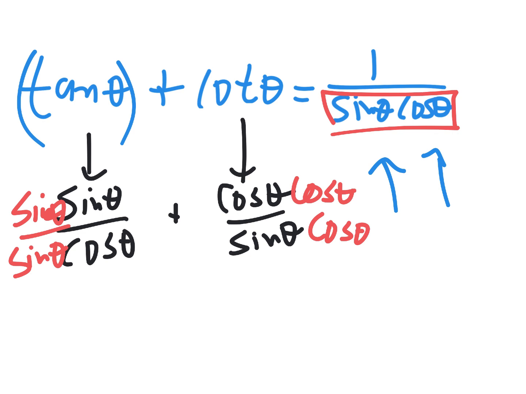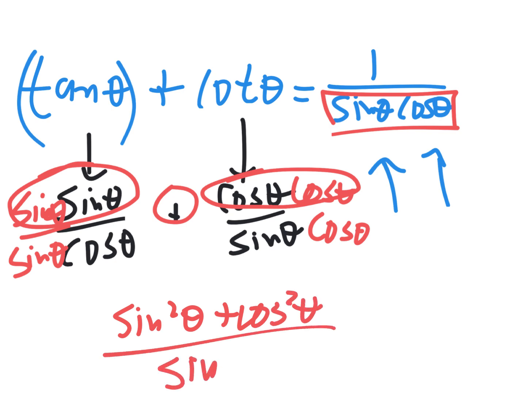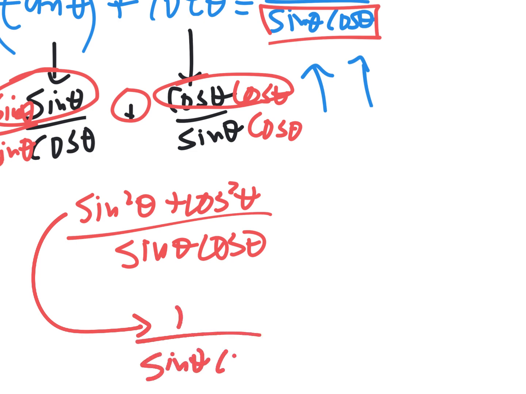Okay, good. Then do you get that it's sine squared plus cosine squared? And do you know what sine squared plus cosine squared is? It's really 1. So there's my first step, there's my second step, and here's my third step. This turns into 1 over sine theta cosine theta. And that's what I wanted to prove.